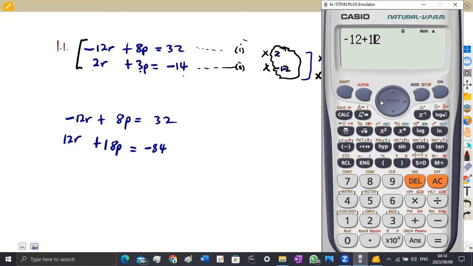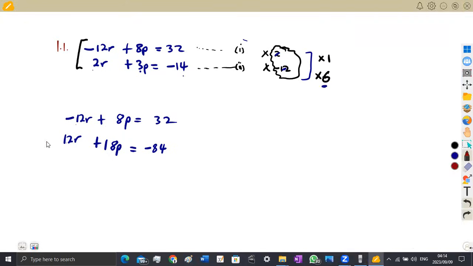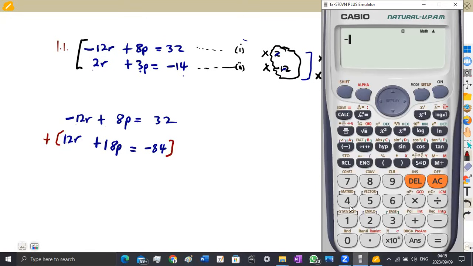If we were to subtract here, minus 12, we are going to obtain negative 24, which is not a 0. So we need something that is going to give us a 0. Meaning in this case, we are not going to subtract, we are going to add. The moment we add these two equations, we are going to obtain a 0 like we saw here. Minus 12 plus 12 gave us a 0. So that means we have eliminated R.